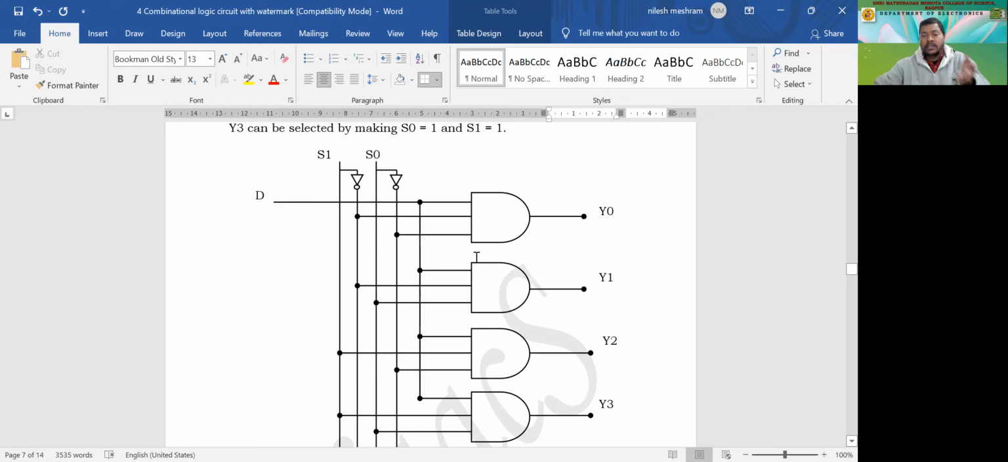Instead of using an OR gate over here, we are taking all the outputs separately. D is the data line which is connected to all the AND gates, and we have select lines S0 and S1, connected as we connected them in the multiplexer circuit. Depending on the code generated by S0 and S1, one of the AND gates is enabled, and the output is fed through that AND gate and taken at these four outputs: Y0, Y1, Y2, and Y3. So this is the circuit for the demultiplexer.